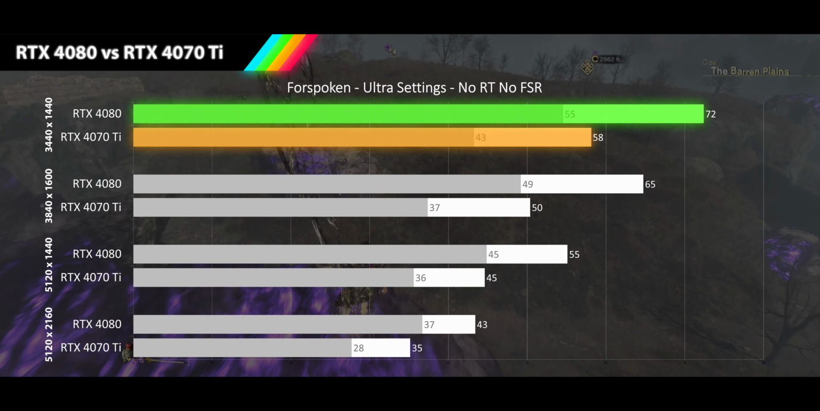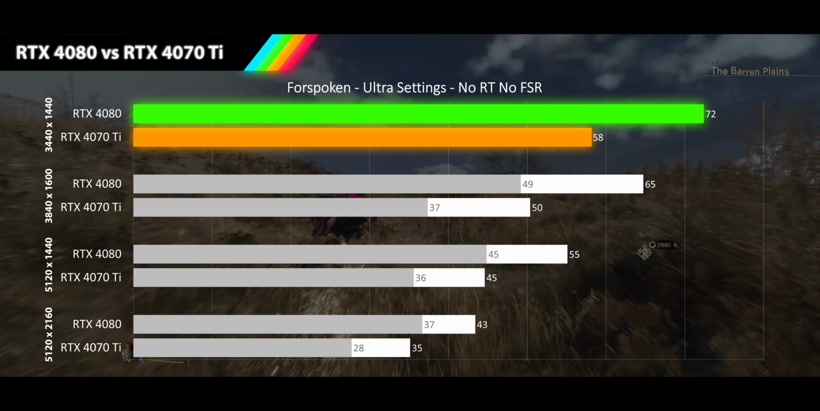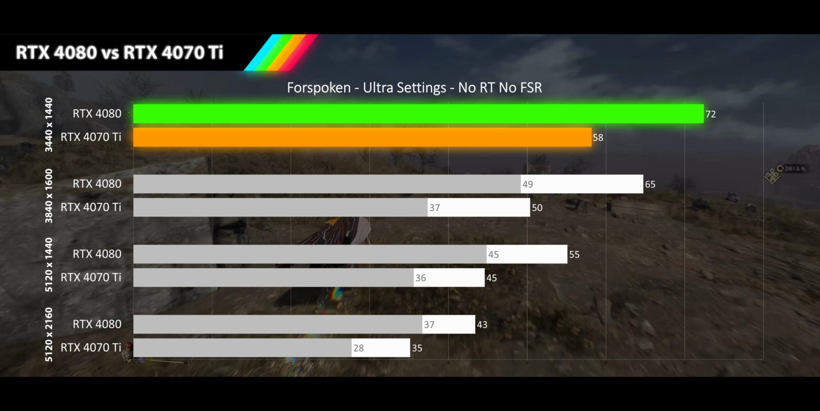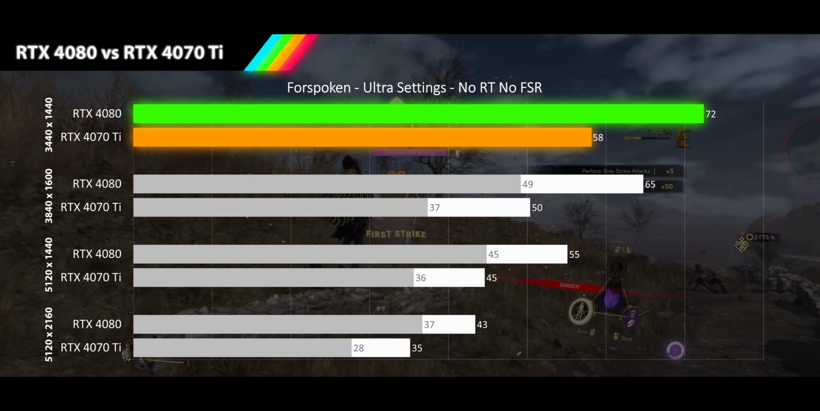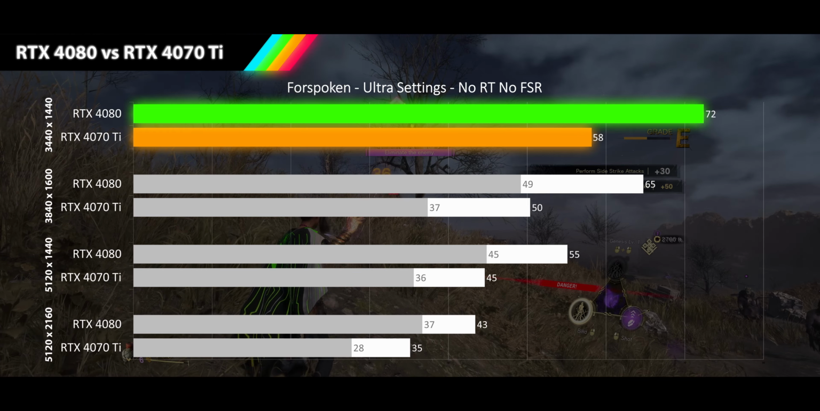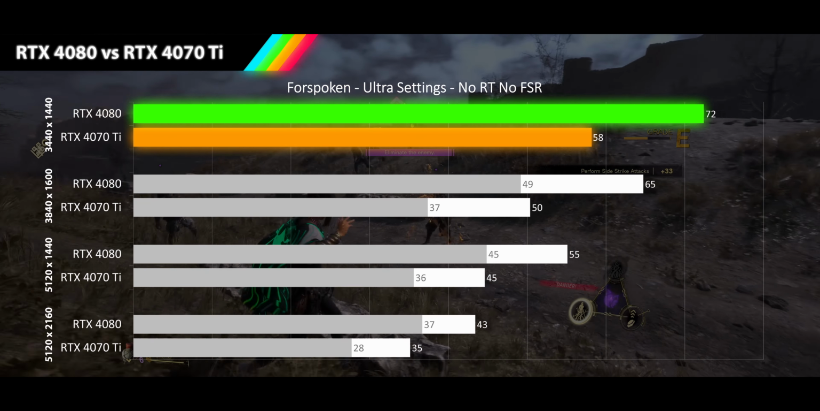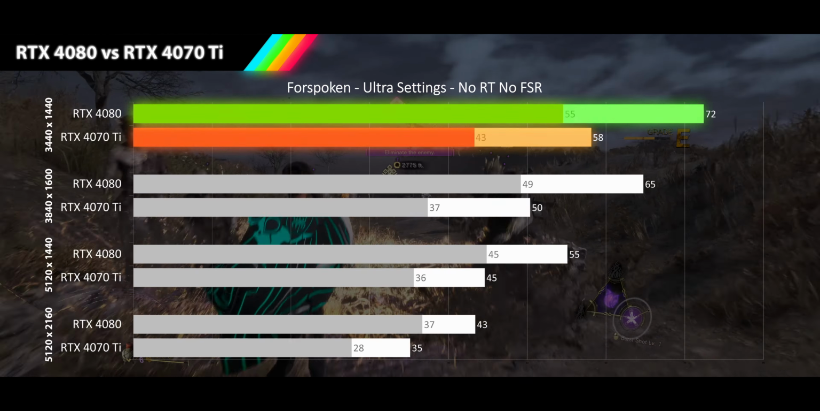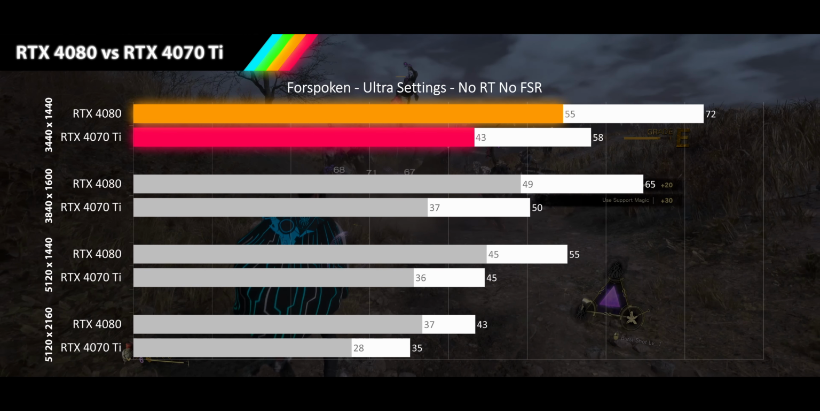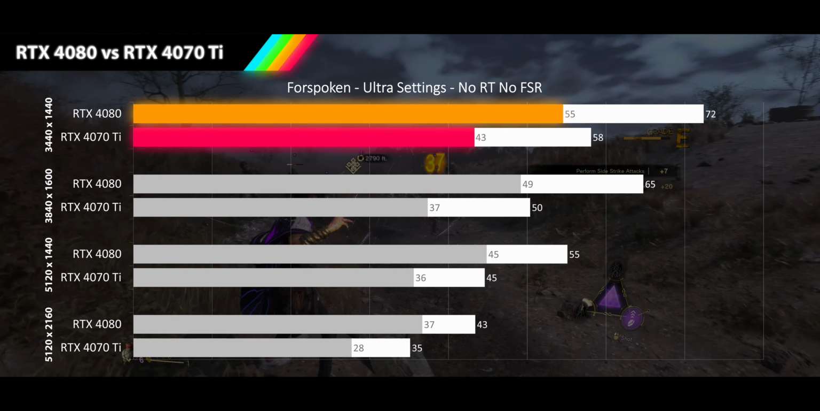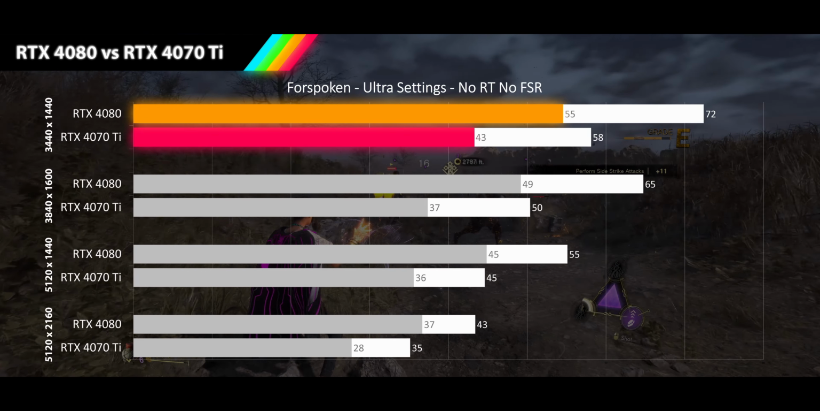At our 1440p ultrawide resolution, we see the 4080 delivering smooth frame rates of 72 FPS, 25% faster than the 4070 Ti, with its frame rate only in acceptable territory at 58 FPS. The 4080 leads in the 1% lows by 26%, with the 4070 Ti falling into unacceptable range already.